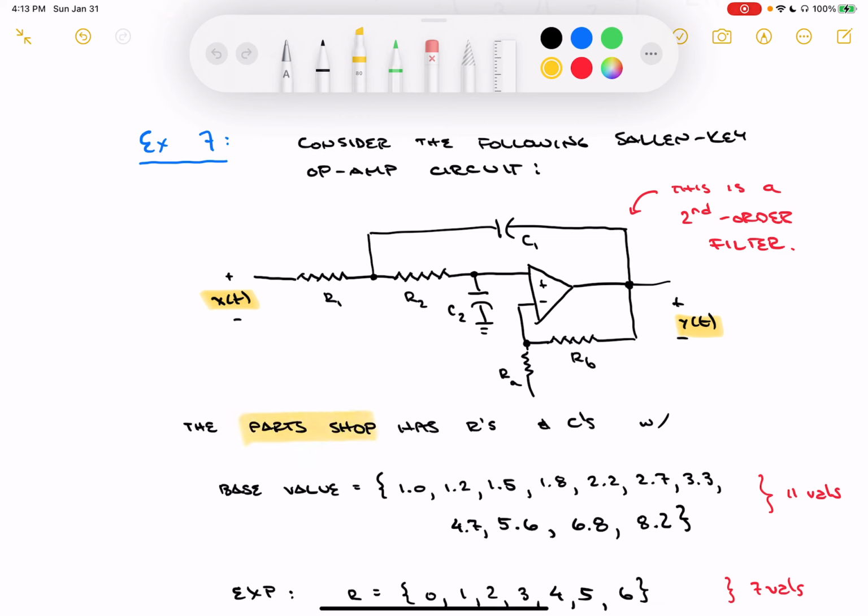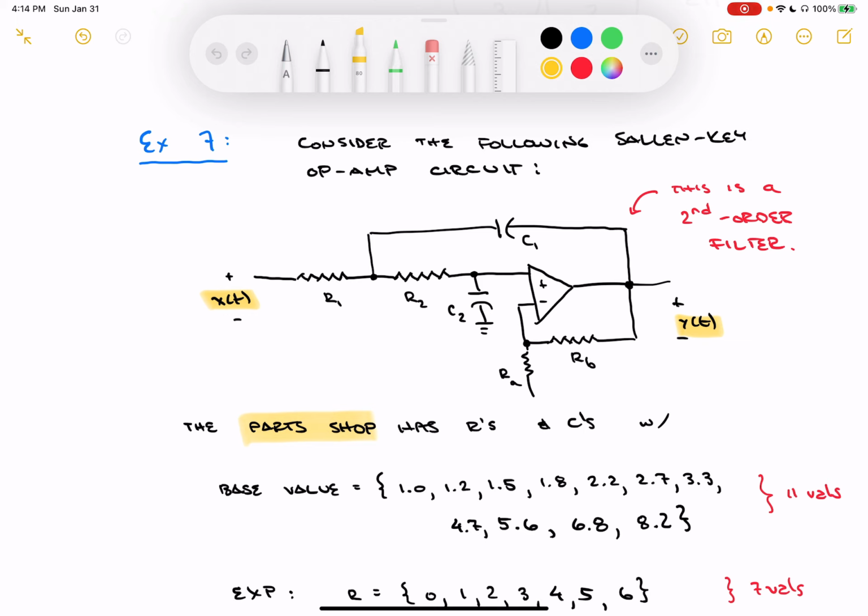Everybody's been up to the parts shop and talked with our parts technician, and you know that resistors and capacitors are described using a base value and then the exponent of it. So you might have 1.0 times 10 to the 0. That would be like a 1 ohm resistor, for example, or a 1 farad capacitor. You could have 1.0 times 10 to the 5th. What is 10 to the 5th? That's 100,000. So that would be like a 100 k ohm resistor. You would not have a 100 k farad capacitor, right? That would be way out of line.